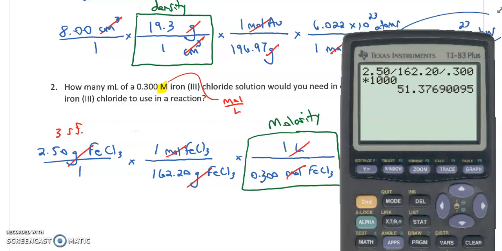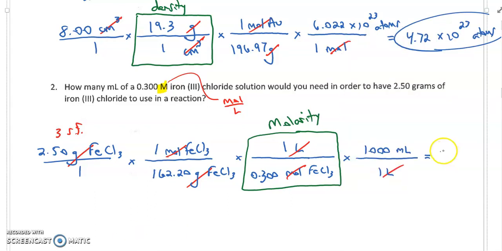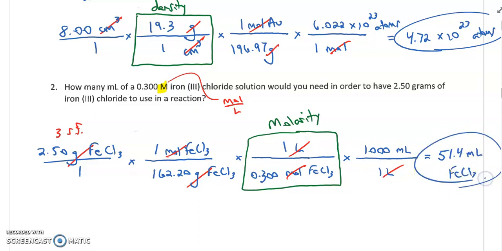51.3769. And I had said at the beginning, we started with 3 significant digits, so my final calculation needs to be rounded to 3 significant digits as well. Same thing, my molarity is 3 significant digits, so everything checks out. So I would round this to 51, and then because it's 0.37, I'm going to round it up to 51.4. So my final answer for this problem, 51.4 milliliters of the FeCl3 solution.